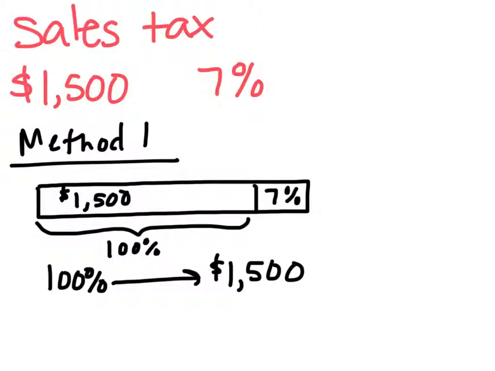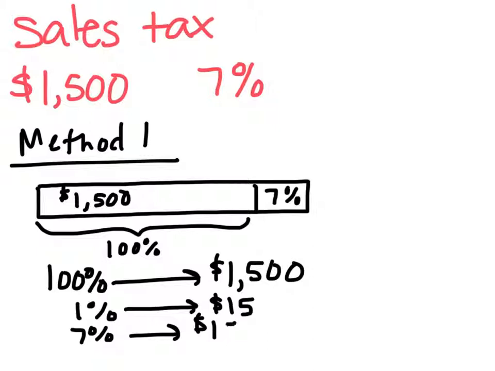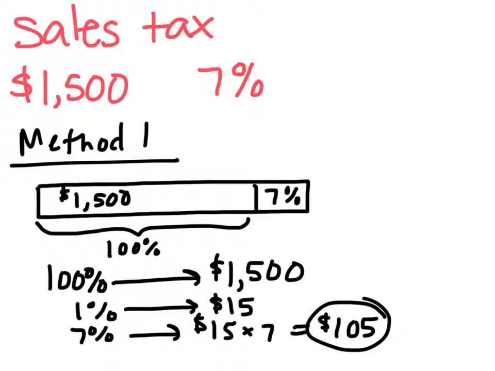$1,500, then 1% is going to equal $15. And remember, I got that by dividing both sides by 100 to reduce 100% to 1% and $1,500 to $15. If the sales tax is 7%, we would calculate that by taking $15 times 7, which will give us $105 being the cost of our sales tax. So the sales tax is $105.